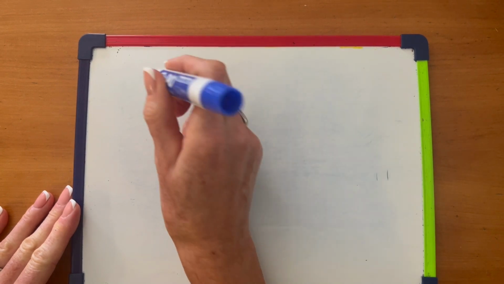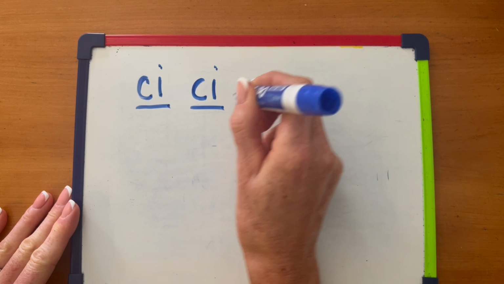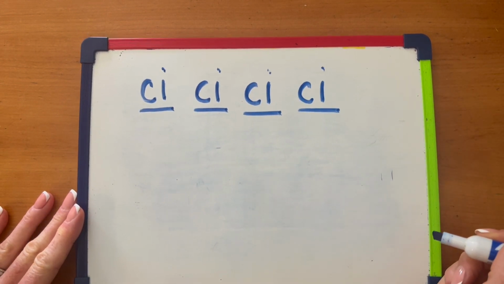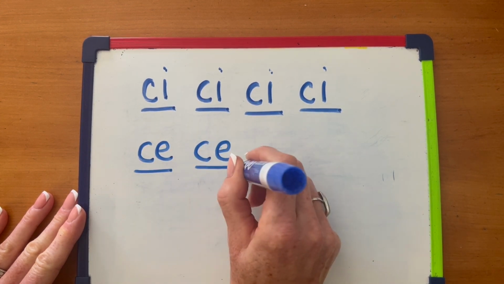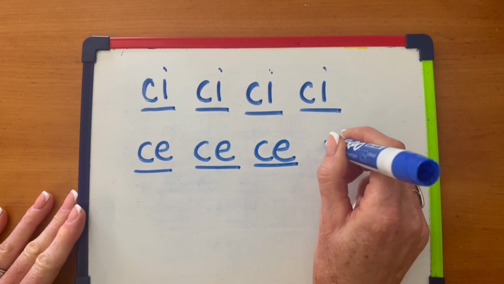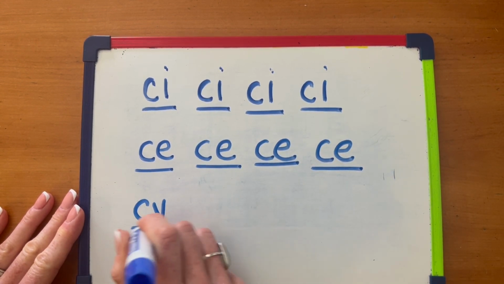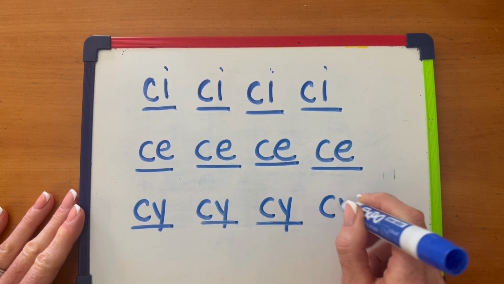Now let's write the skill while saying the sound, and we'll do one at a time, starting with C-I. Let's write C-I 4 times. C-I, S, C-I, S, C-I, S, C-I, S. Now let's do C-E. C-E, S, C-E, S, C-E, S, C-E, S. And now let's do C-Y.